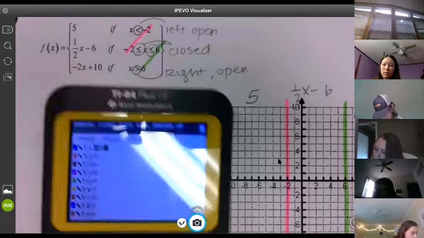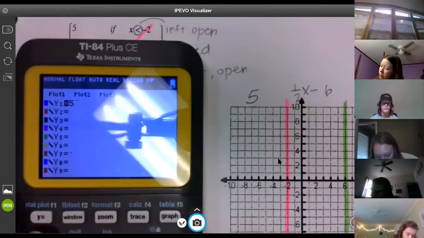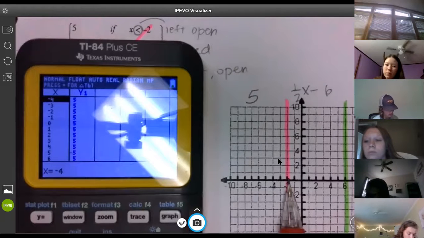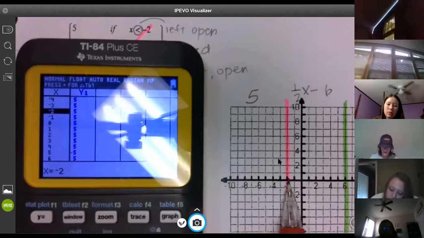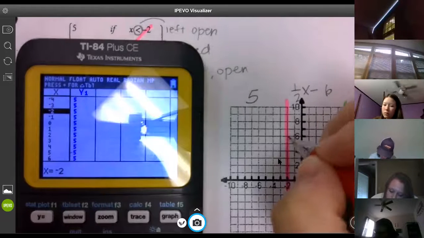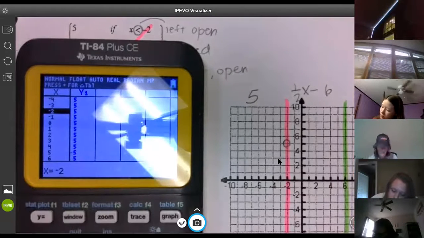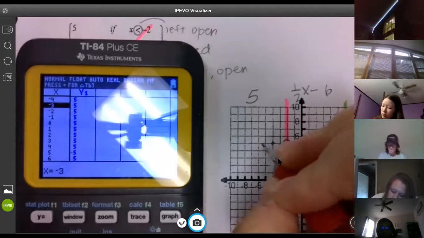We're going to start on the left. You can start anywhere. I just always start on the left. So this one. We want the boundary line. You said on the boundary line it would be what kind of point? Open. So our boundary is at -2. So the coordinate is -2, 5. And it's open. We need to go less than that. So we're going to go -3, 5, -4, 5.